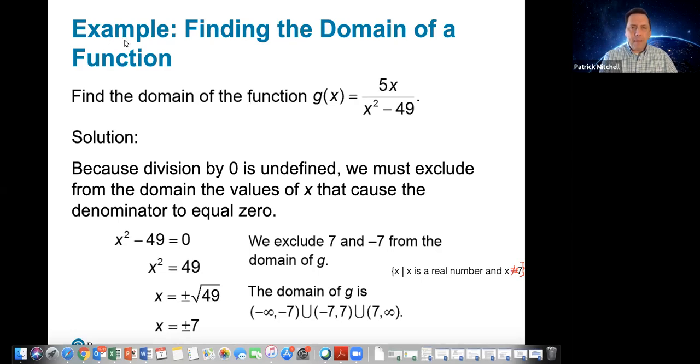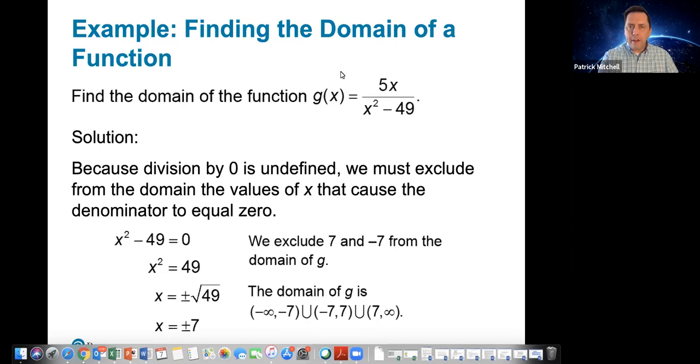But I think MyLab, I'm trying to get in the habit of calling it by its correct name, MyLab and Mastering. I'll just call it MyLab. I think it is going to want you to write it like this, using interval notation. All right, so let's look at the next example.